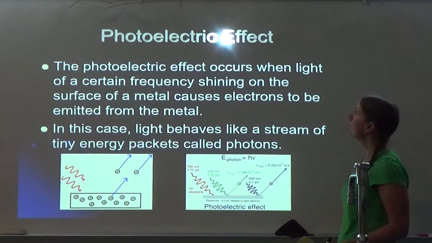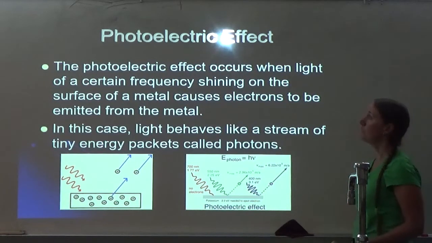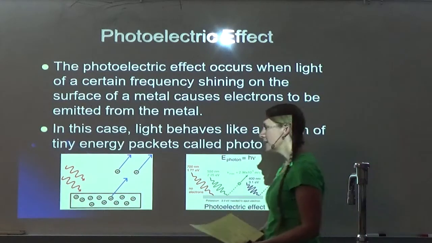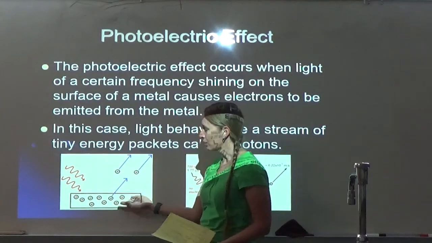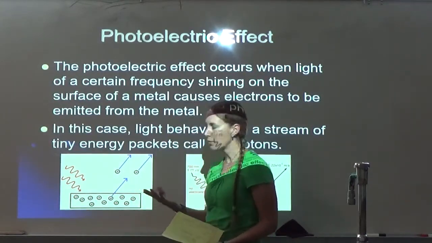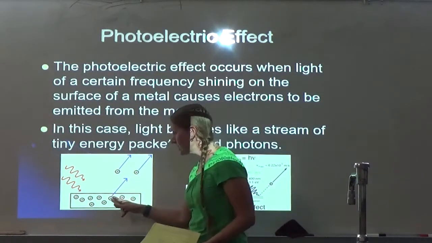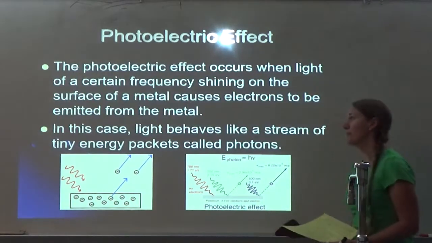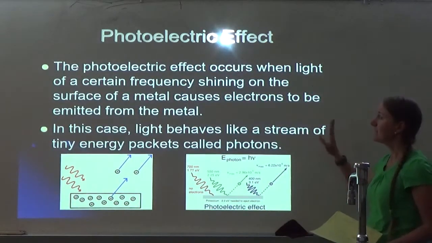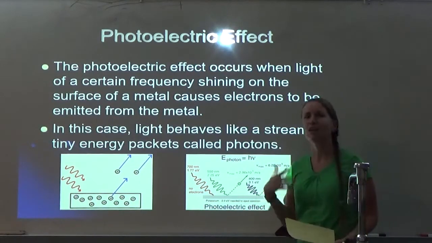The photoelectric effect occurs when light of a certain frequency shining on the surface of a metal causes electrons to be emitted from the metal. So what's happening is we have certain frequencies of light shining on a metal surface. So just pretend like this is some aluminum foil. Well, if you get the right frequency, it will eject some electrons. That's not a wave behavior. That's a particle behavior. So in this case, light behaves like a stream of tiny energy packets that we call photons.